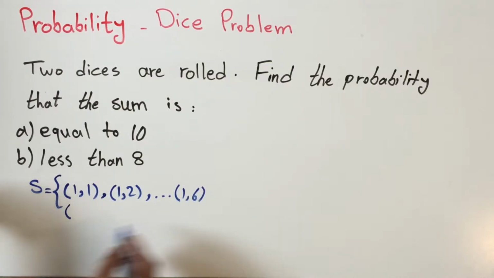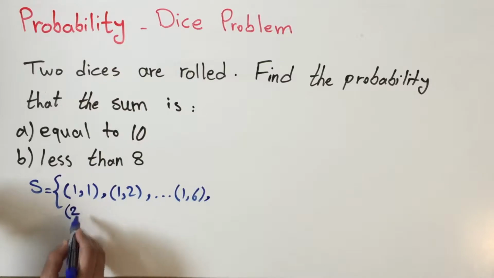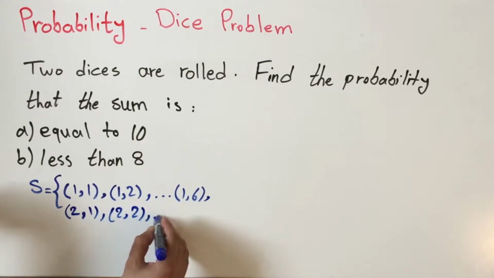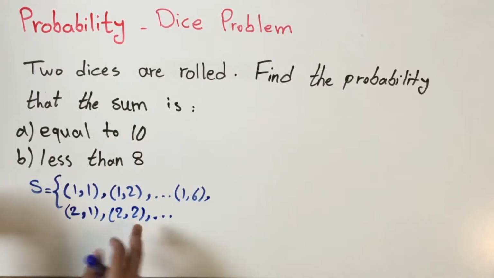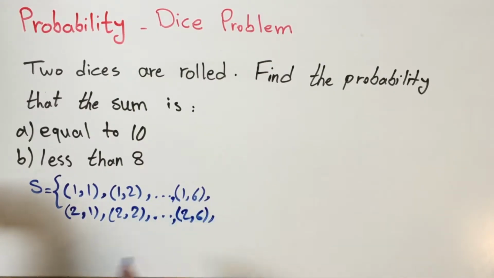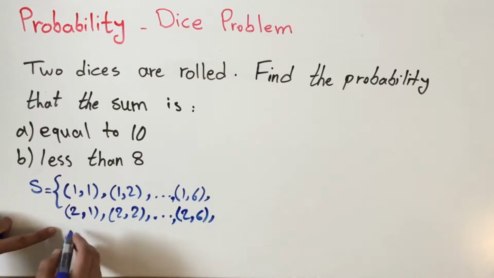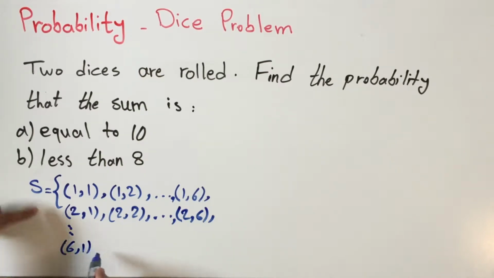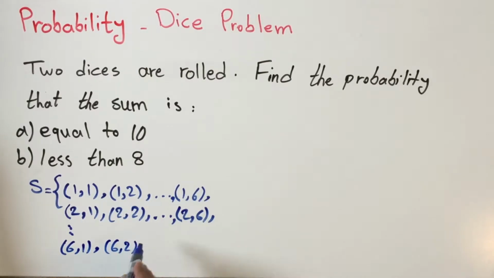Next, I'm going to have 2 as the first result. Then I'm changing the second one from 1 to 6. So it's going to be 2 and 1, 2 and 2, all the way to 2 and 6. Next is going to be 3. You do the same thing. You do it for 4, 5, and the last one is going to be 6 and 1, 6 and 2, all the way to 6 and 6, and that's it.